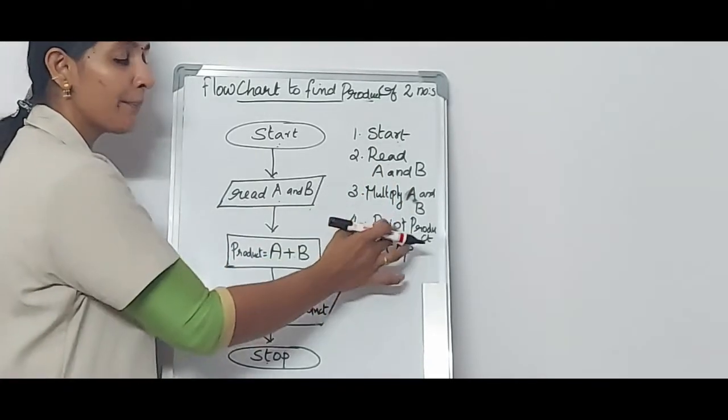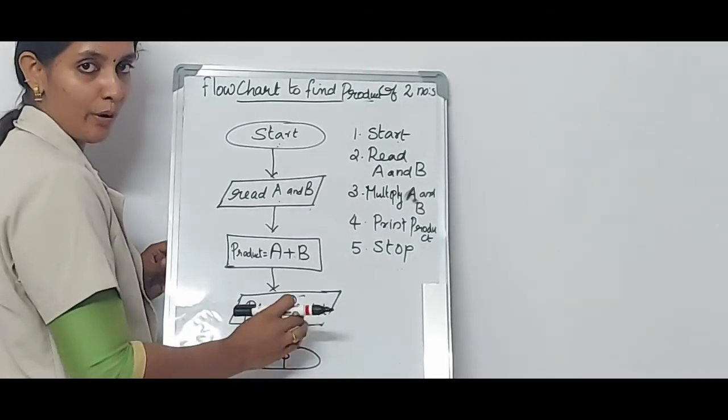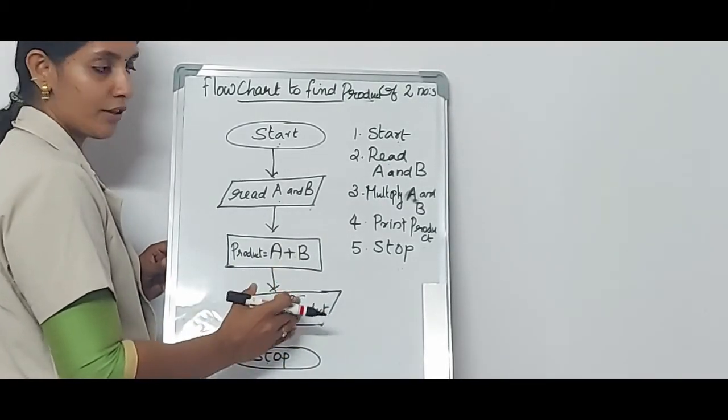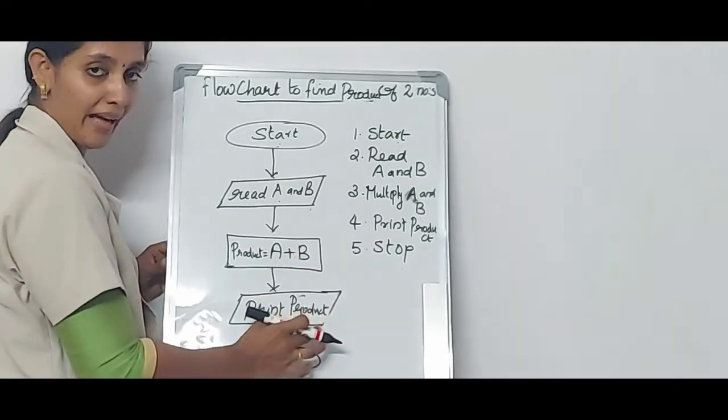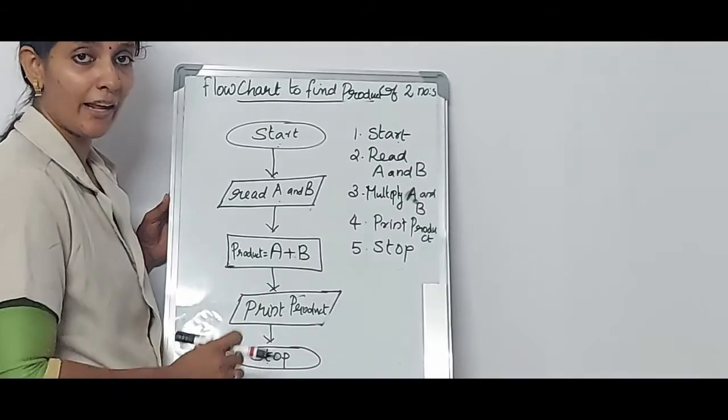Then the fourth one is print product. So that is a print process, that is an output process, so it can be represented using a parallelogram. The last one, stop, you can represent using an oval shape.